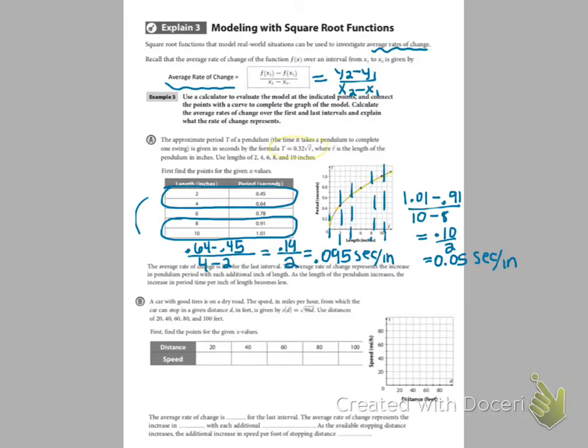So what we're going to do is hold off on this next example. We're going to have this be an in-class example, and that'll kind of kick us off for the next class, and we can talk more about transformation of square root functions.